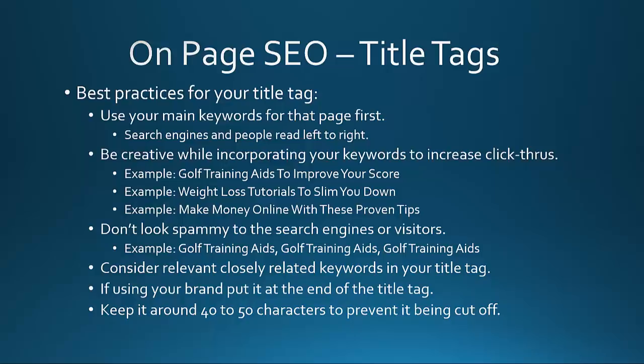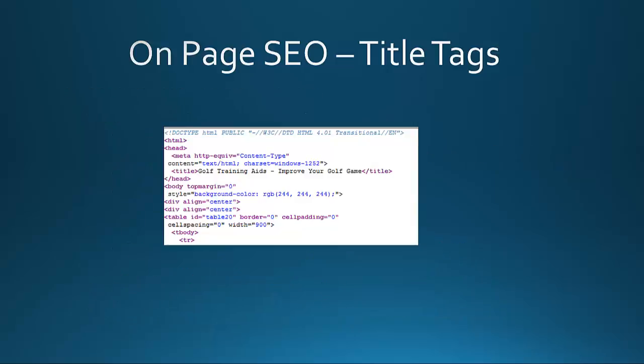Keep it around 40 to 50 characters to prevent it from being cut off in the search results. So that's one thing to keep in mind. If you use a catchy word at the end of your keyword phrase, you want to make sure it's not too long, or else it's going to just have dot dot dot right after it instead of showing your entire phrase, because Google, beyond 40 to 50 characters, may end up cutting it off.